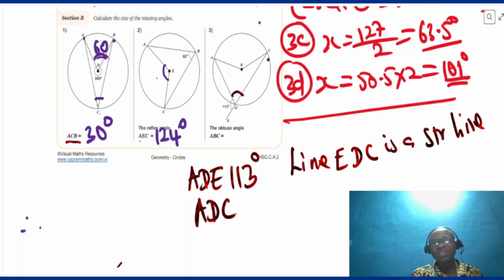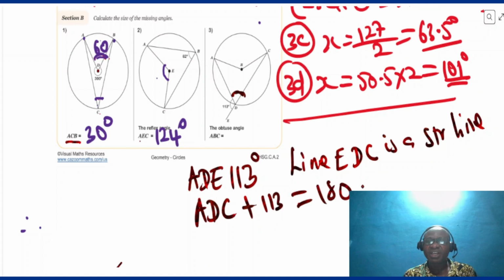ADC. Look at ADC. So I'm asking you for this angle. And from ADE, it is straight. It means that 113 plus ADC will be equal to 180. Okay? And my reason is because it is on a straight line. Angle on a straight line. That is my reason.